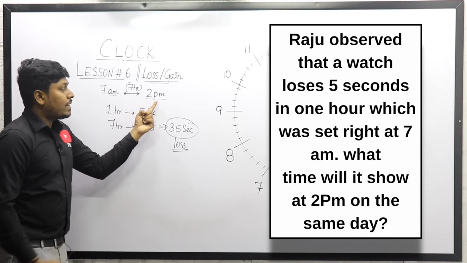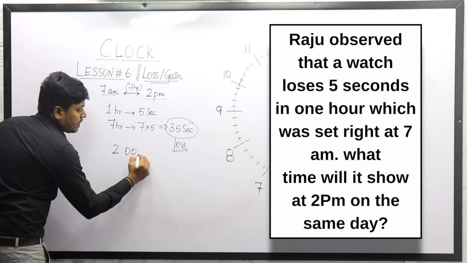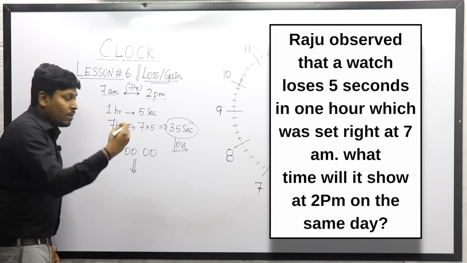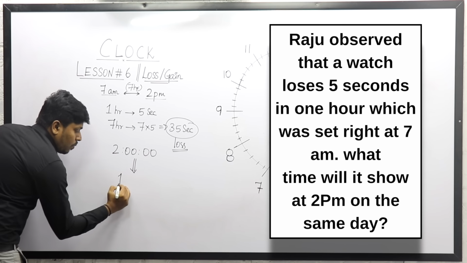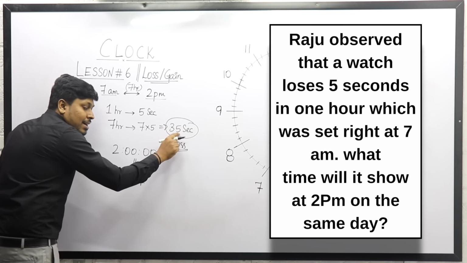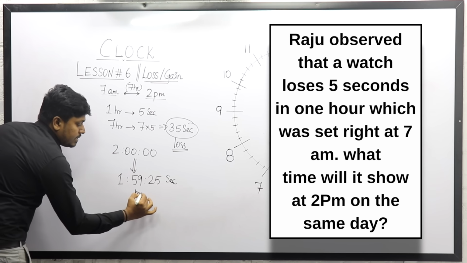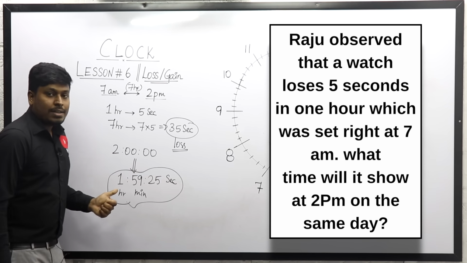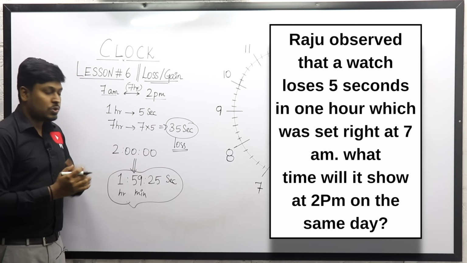So here our target is to find what time the clock shows at 2 p.m. Actually the right clock will show 2 p.m., right? But the wrong clock is lagging, it loses 35 seconds. So what is the exact time the clock will show? 1 o'clock 59 minutes, because it loses 35 seconds. If it loses 35 seconds, it will be 25 seconds. Got it? So 25 seconds, this will be minutes and this will be hour. So finally the answer for the third question is 1 hour 59 minutes 25 seconds. The clock will show this time at 2 p.m.